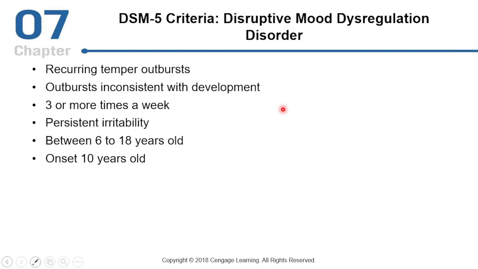So kumbaga, hindi siya congruent doon sa development niya for that age, yung kanyang actuations, actions, or behavior. And this happens 3 or more times a week. There is also persistent irritability on the part of the kid. And the onset is usually seen at 10 years old. Okay. So I think this is the last disorder for the depressive disorders.